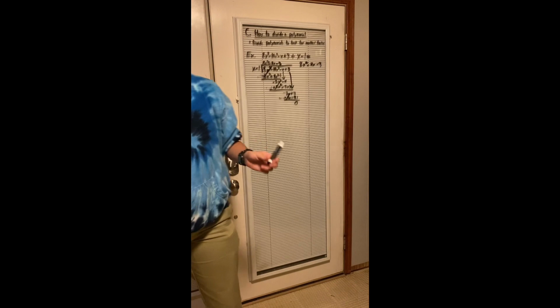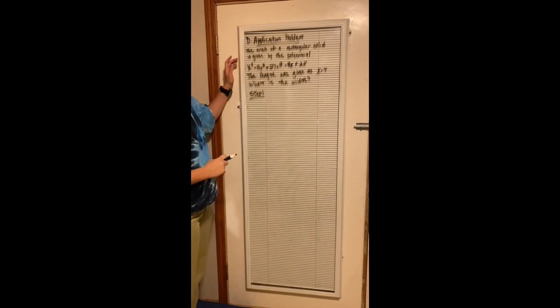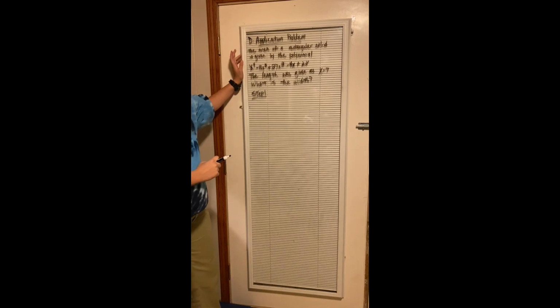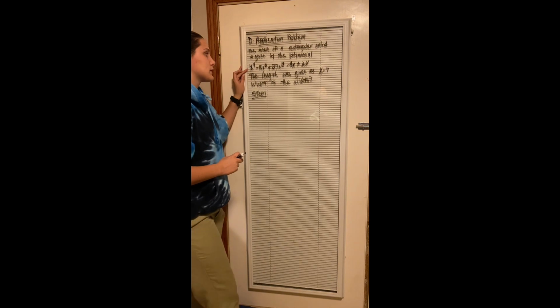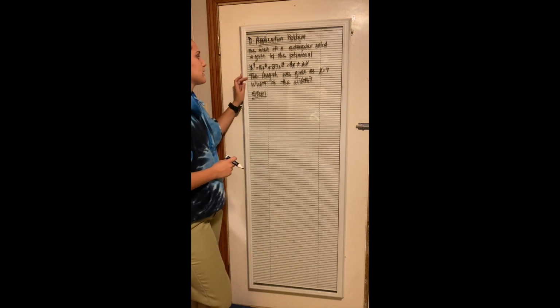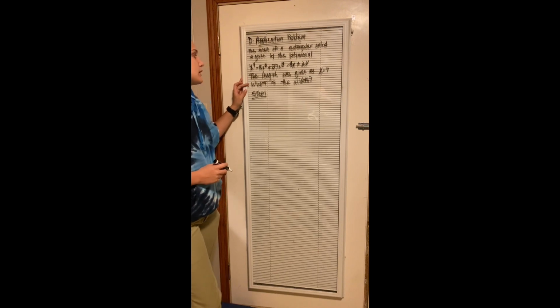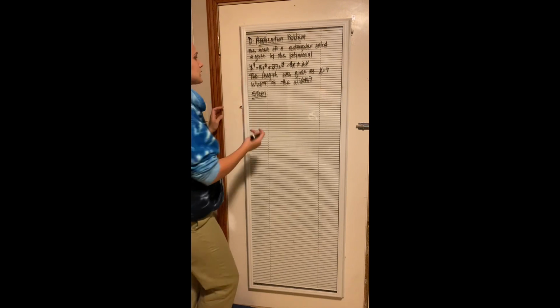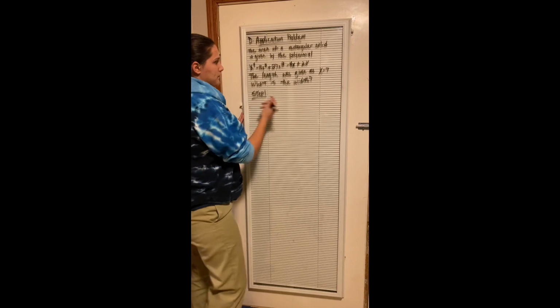So the next would be the application problem. The area of a rectangular solid is given by the polynomial x to the 4th minus 10x cubed plus 27x squared minus 4x plus 28. The length was given as x minus 7. What is the width?